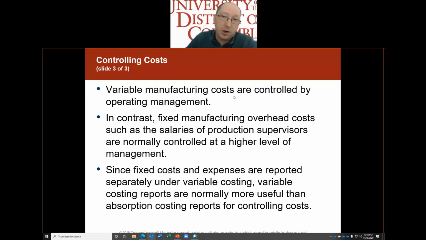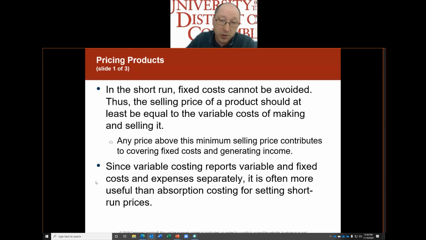Variable manufacturing costs can be controlled by operations and management, in contrast with fixed costs. Fixed costs, such as supervisor salaries, can be controlled at higher levels of management. Since fixed costs and expenses are reported separately under variable costing, variable cost reports are normally more useful than absorption costing reports in controlling costs.